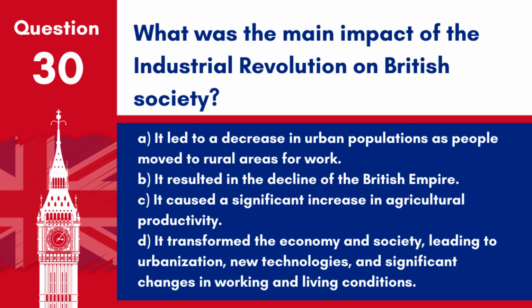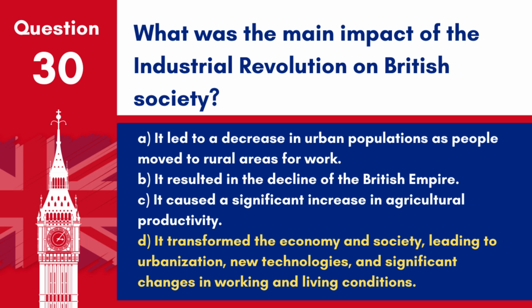Question 30. What was the main impact of the Industrial Revolution on British society? A. It led to a decrease in urban populations as people moved to rural areas for work. B. It resulted in the decline of the British Empire. C. It caused a significant increase in agricultural productivity. D. It transformed the economy and society, leading to urbanization, new technologies, and significant changes in working and living conditions.